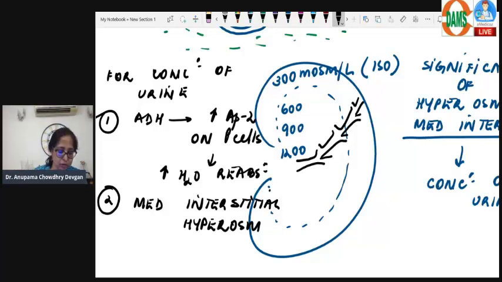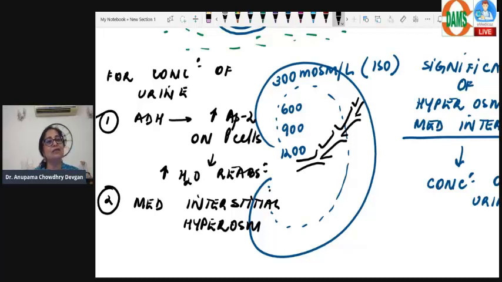For concentration of urine, I need both the things. I need ADH and I need a medullary interstitial hyperosmolality. Have you understood? Somebody, Vani Dhawan, you've written blood vessels. Now, of course, there are blood vessels present, but between the collecting duct and the blood vessels, there is interstitial fluid. Have you understood? Right? There will be presence of an interstitial fluid.